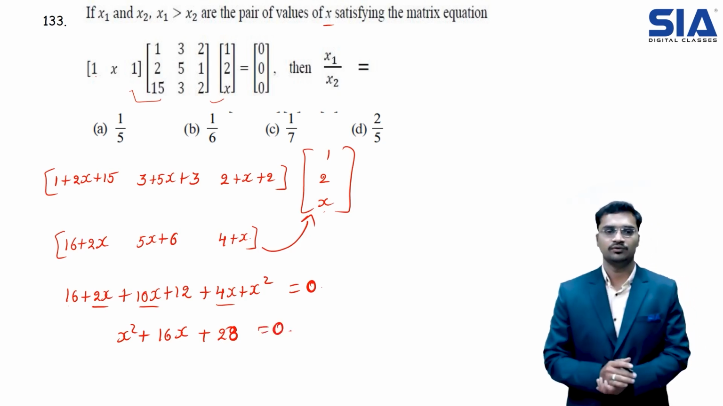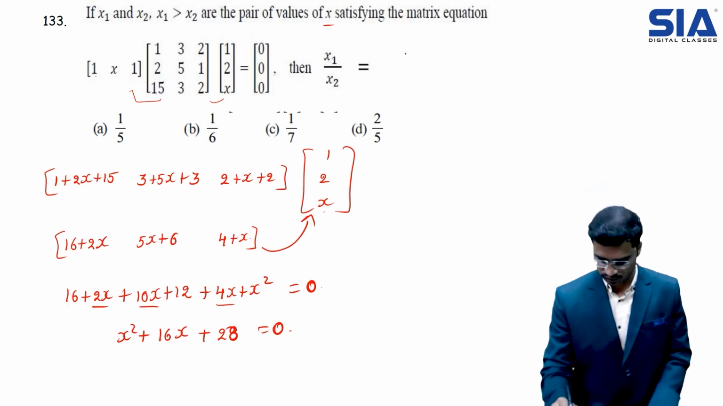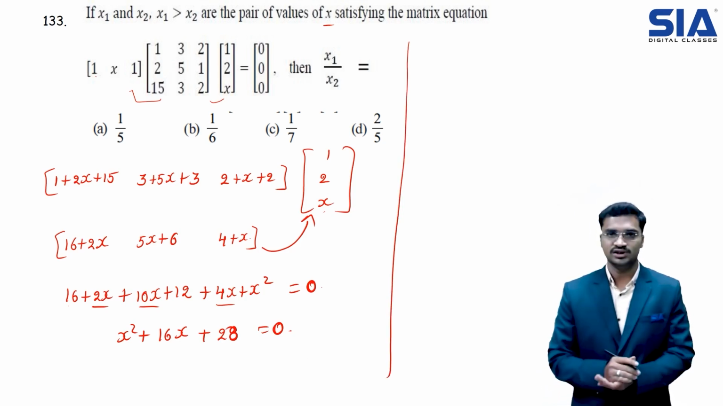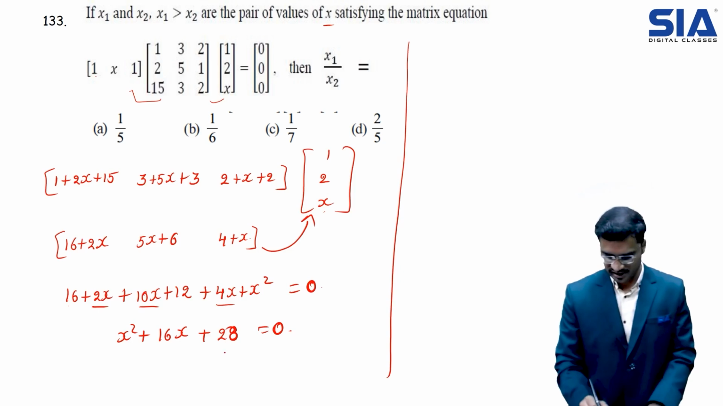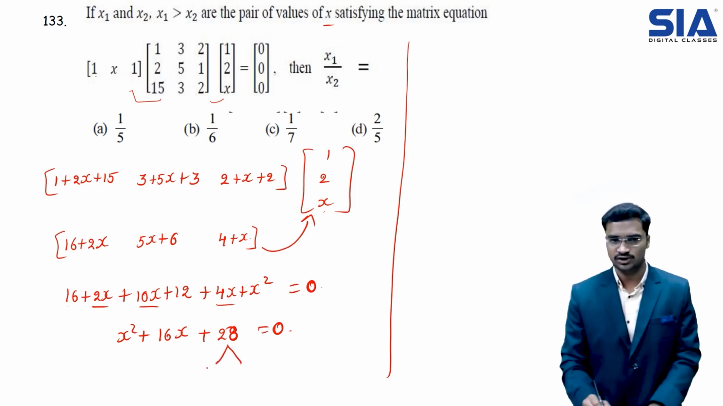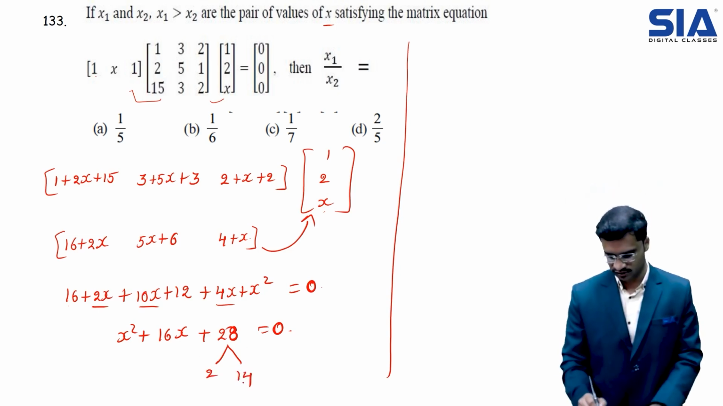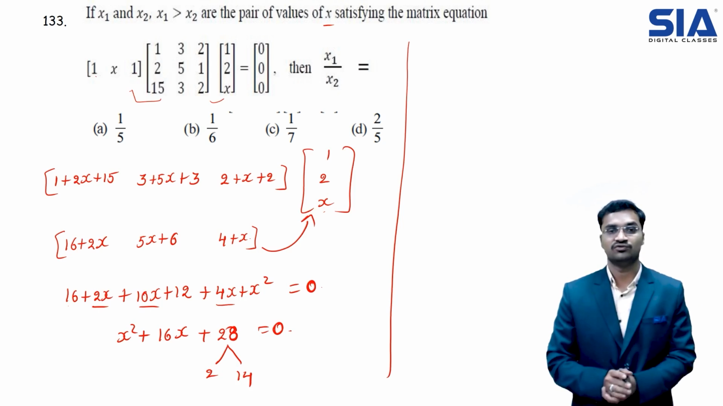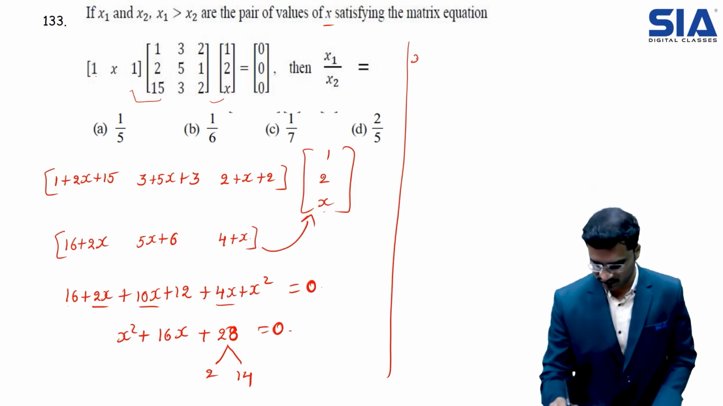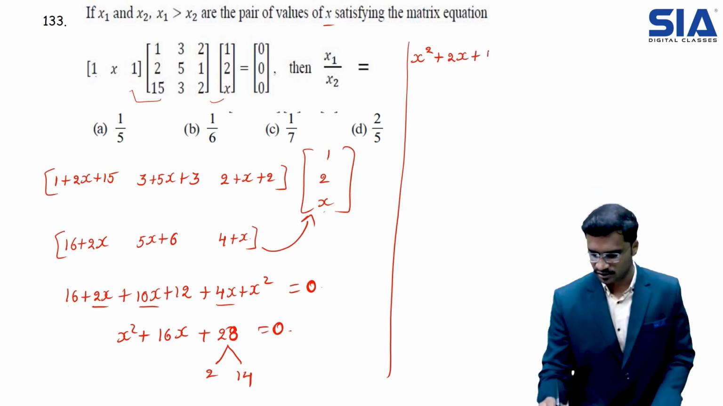Now I have to find the values of this. So let us solve this quadratic equation. 28 can be written as 14 twos are 28. So this can be written as x square plus 2x plus 14x plus 28 equals 0.